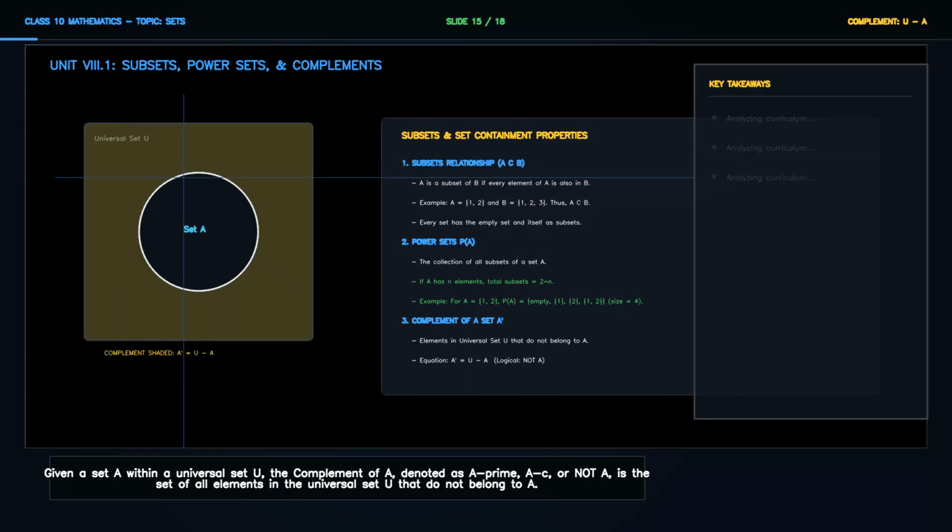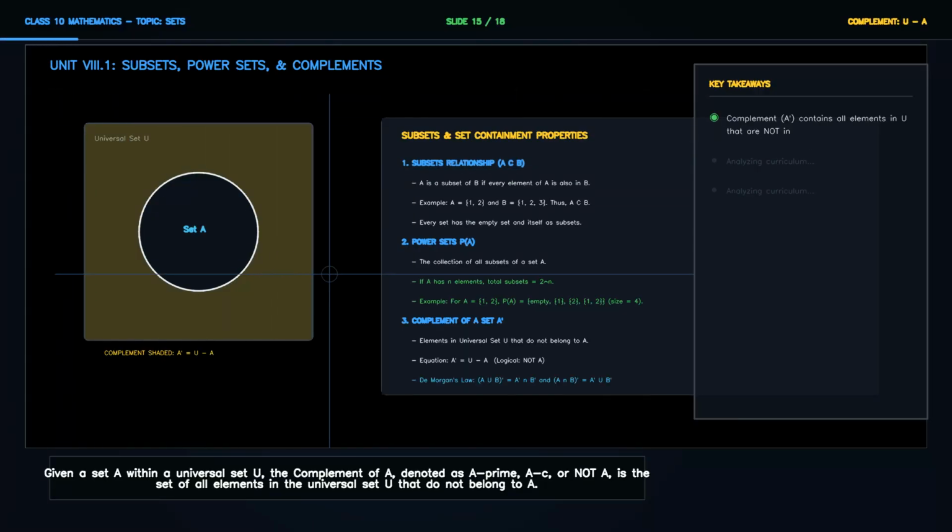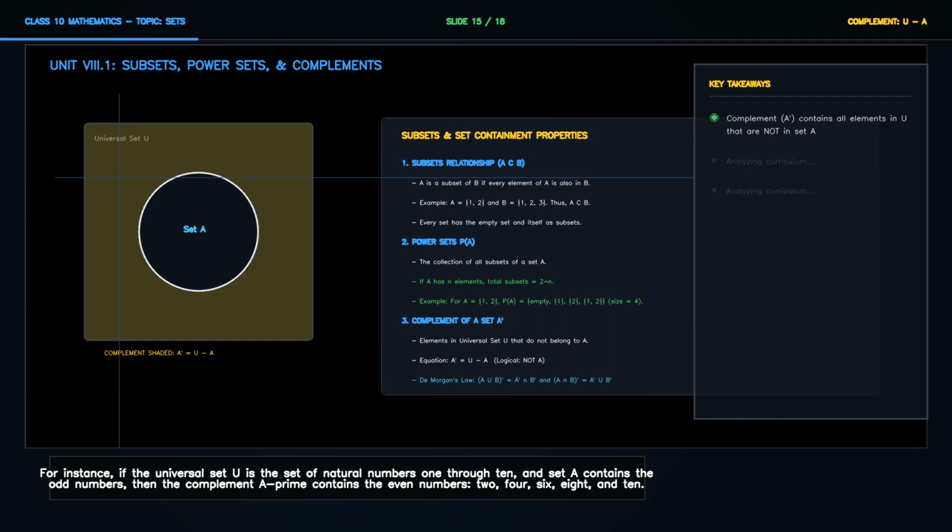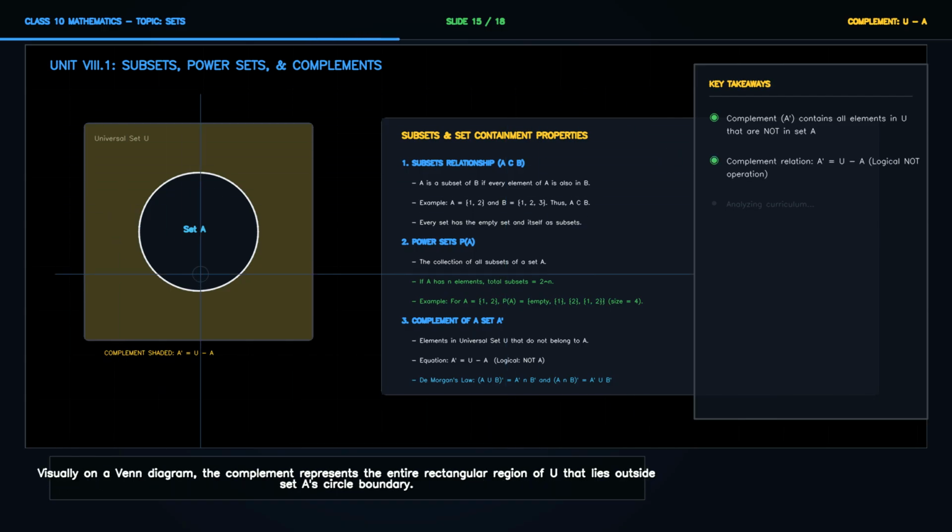Given a set A within a universal set U, the complement of A, denoted as A prime, A^C, or not A, is the set of all elements in the universal set U that do not belong to A. For instance, if the universal set U is the set of natural numbers 1 through 10, and set A contains the odd numbers, then the complement A prime contains the even numbers 2, 4, 6, 8, and 10.